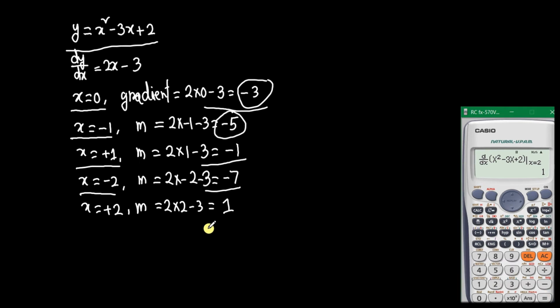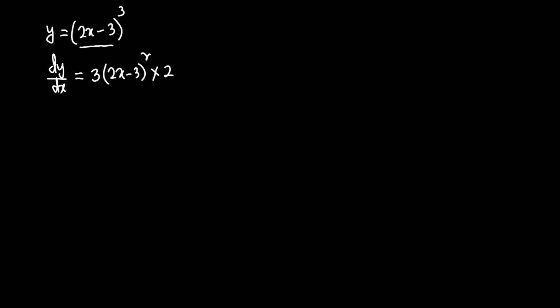Then we got 1. Yes, we are considering another equation, which is y equals (2x minus 3) to the power 3. Same, we need to differentiate first, dy by dx. If we differentiate, we got from here 3, then the inner thing, 2x minus 3, and the power is 2, and outside, if we differentiate 2x minus 3, we got 2, so it gives us 6 into (2x minus 3) whole square.